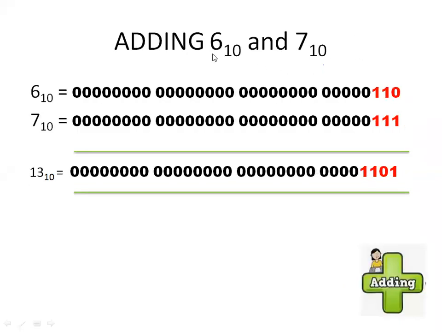Now we are going to add 6 and 7. Both values have base 10, which means they are decimal values. 6 is represented by 110, and 7 is represented by 111 in binary form. Here we are going to use the 32-bit representation, which means we add the required number of 0s at the beginning to make it 32 bits.